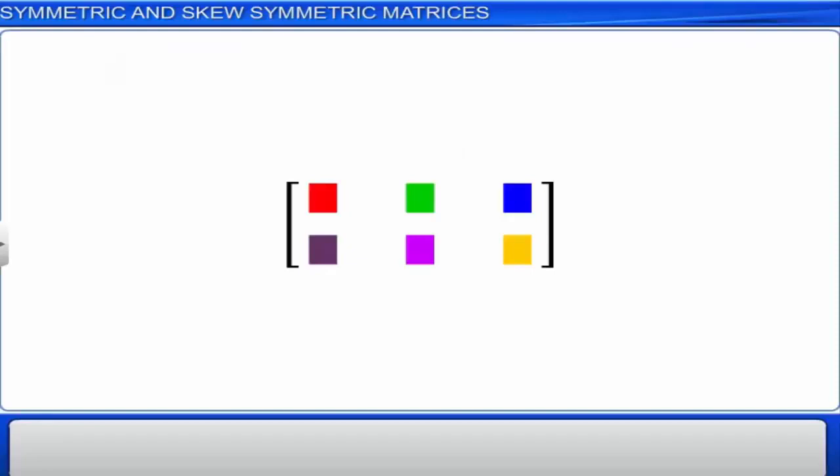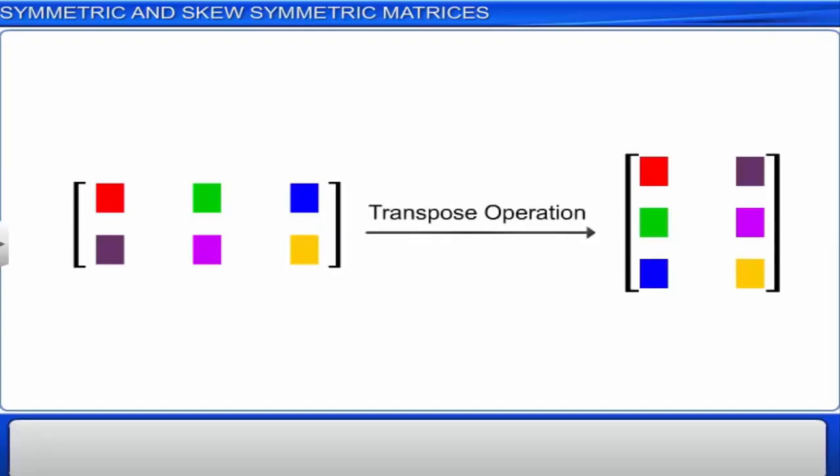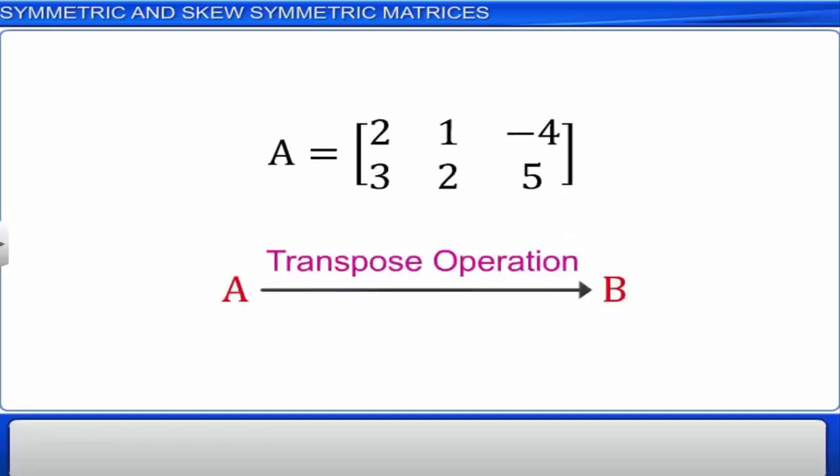Suppose we have a matrix. If we interchange the rows and columns of this matrix, we will get a new matrix. This is called the transpose operation. This matrix is called the transpose of the first matrix. To understand this, let's find the transpose of matrix A as shown. Let the matrix that we obtain after transposing A be B. Let's see how we obtain this matrix.